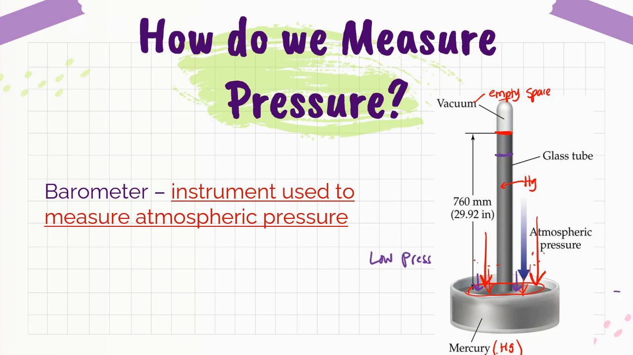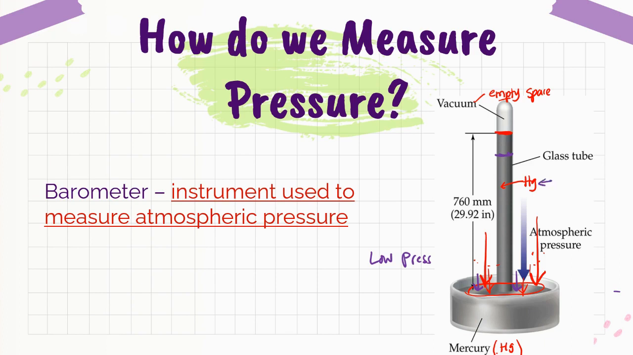So what happens is the push or the weight of the mercury inside is going to have to level out with the push of the atmosphere outside. So basically, a barometer acts like a balance. The weight of the atmosphere, which is the air outside, is going to end up equaling the height of this column. Now, the reason they use mercury is because mercury is very dense.